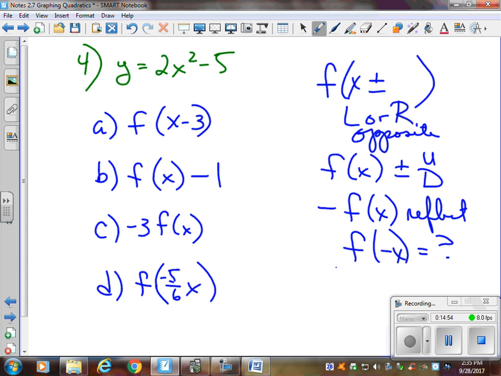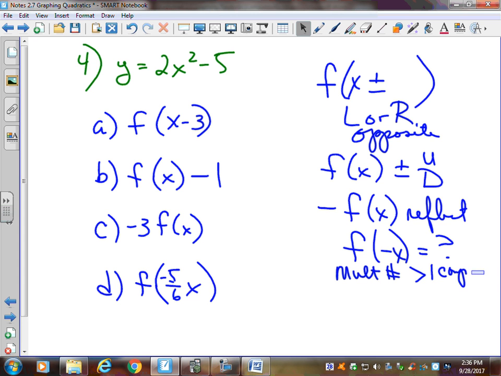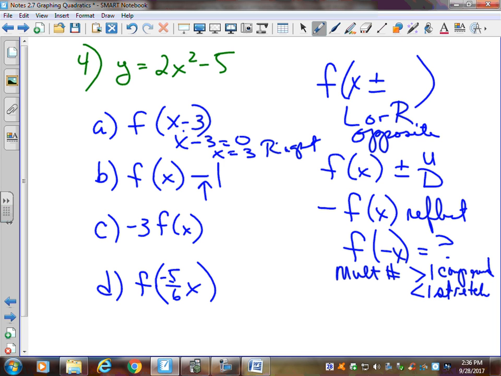If the multiplied number is greater than 1, it's going to compress. And if it's less than 1, it's going to stretch. And you don't need a calculator to figure these out. So, it's inside. So inside plus or minus, it does the opposite. The opposite of this is, because x minus 3 equals 0 makes it 3, 3 goes to the right. This is on the outside. It says subtract. Subtract on the outside says it goes down 1.